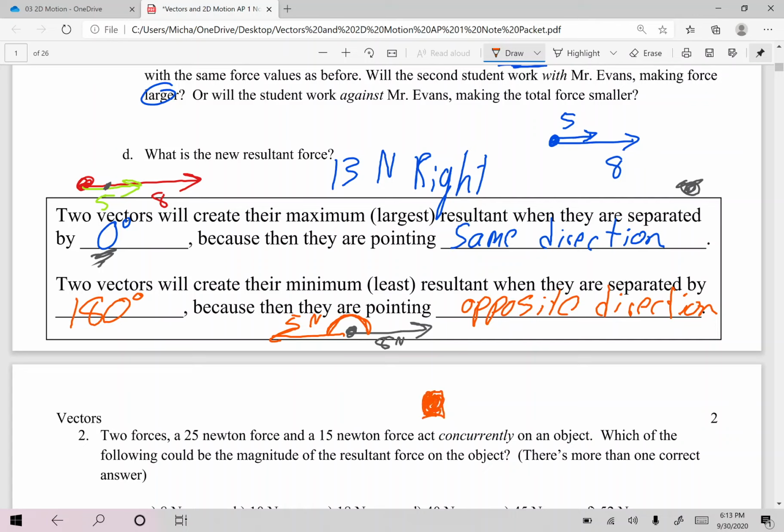A little bit of practice with this idea. I'd like you to just pause the video for a minute and try all of these questions, 2 through 5. I'll give you a minute to try them on your own, and then I'm going to go over them. So take this second, pause it, and see what you can do.